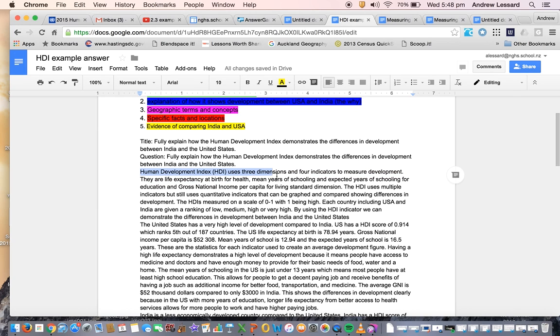is the Human Development Index, uses 3 dimensions and 4 indicators, and I go on to say what those indicators are. And so that is the definition. Highlight that in green. Then it goes on to say the HDI uses multiple indicators, and that's quantitative indicators, so they can be graphed and compared.